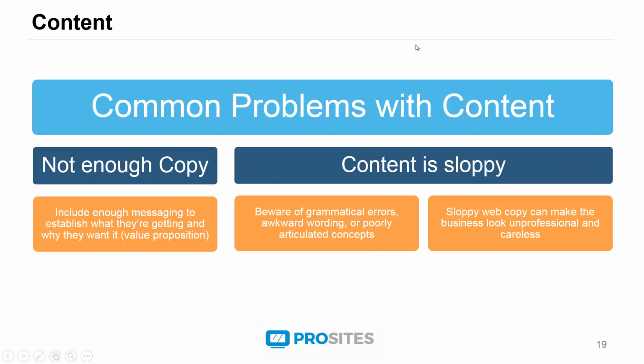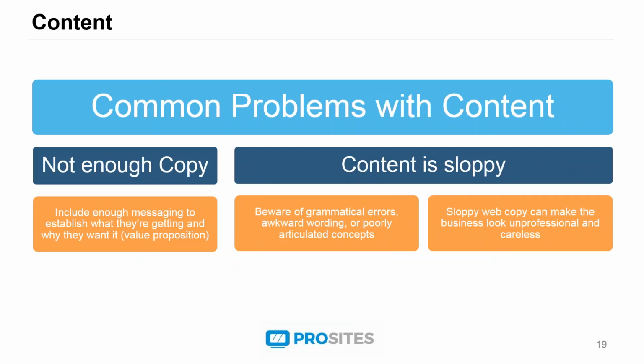Okay, and I already touched on this next one a little bit, which is not having enough copy. A lot of people think, well, I'm just going to have like one call to action and tell people what to do. No, I mean, you want to have enough copy on there that people go there and if they see what they're looking for, they actually decide to take action on your button to schedule an appointment. So you want to include enough messaging to establish that they're getting what they want when they find it there on your page. That's your value proposition.